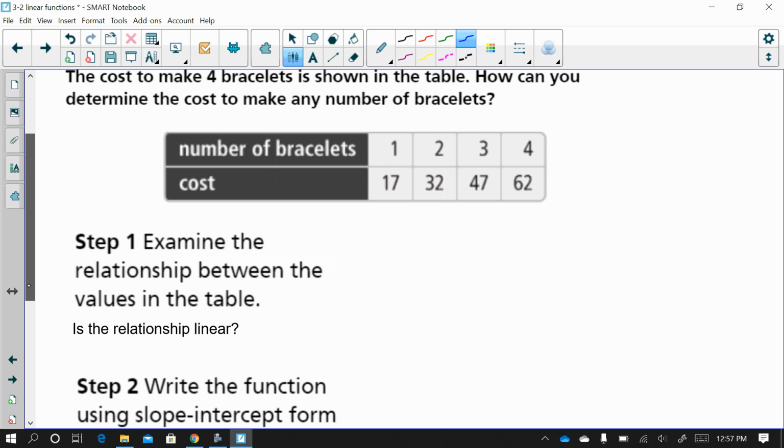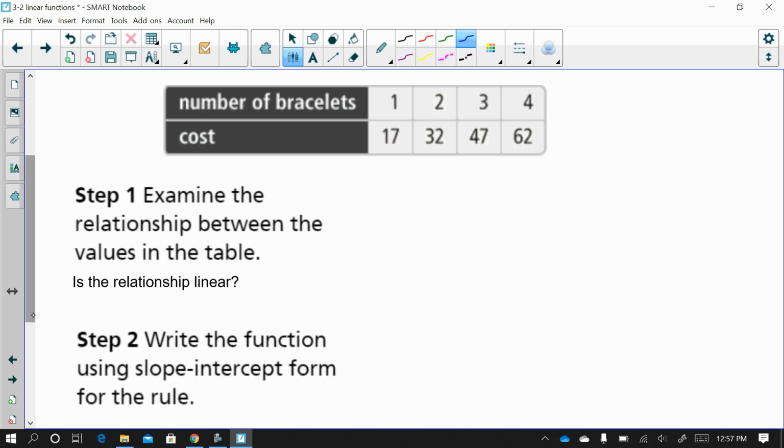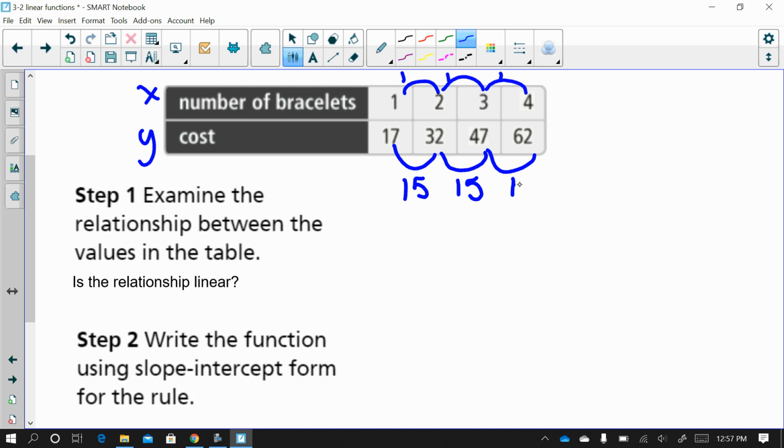So the first thing we want to do is examine the relationship. Do we have a linear relationship? Well, if I call this x and this y, I do my linear loops, you see these are all increasing by 1 each time. How much am I increasing here? Well, 17 to 32 is plus 15. 32 to 47, plus 15. 47 to 62, plus 15. So it looks like I have a linear relationship.